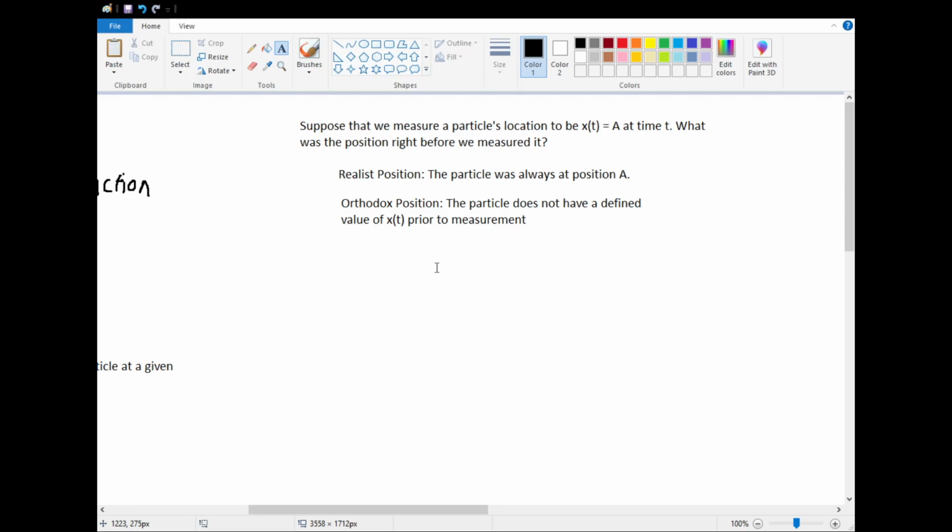And this is obviously false according to our experience with the real world. Just because I measured the location of a ball on the floor, the ball was obviously there before I measured it. It did not just pop into existence at the location where I measured it.